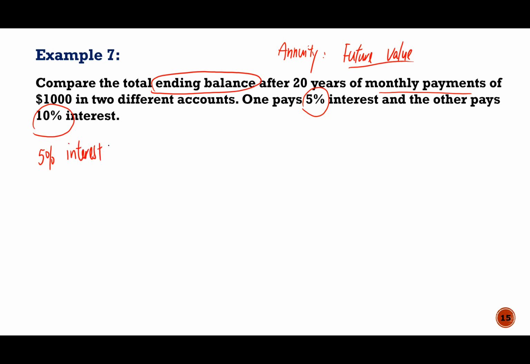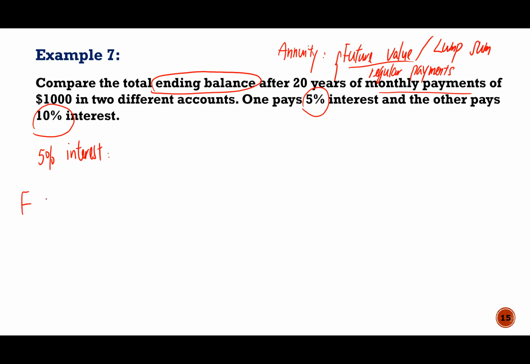For an annuity, we have 2 elements. This is not a lump sum payment we're talking about. We have a monthly payment, regular payments, which tells us this is definitely an annuity. It is a future value of the annuity, so we use the future value of the annuity formula to calculate the ending balance.